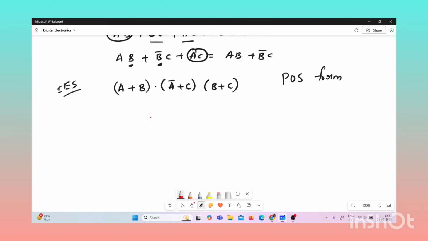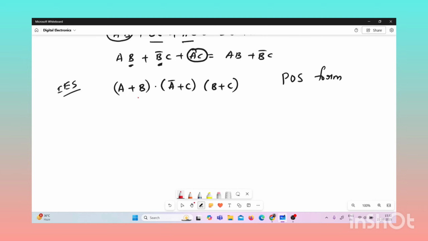And what is the procedure we learned in the above topic? The variable which is present in both complemented and uncomplemented form should be present in the output, and the remaining term, the third term, should be removed as a redundant term. So the same procedure we will follow here.